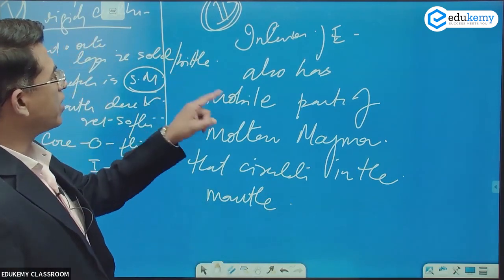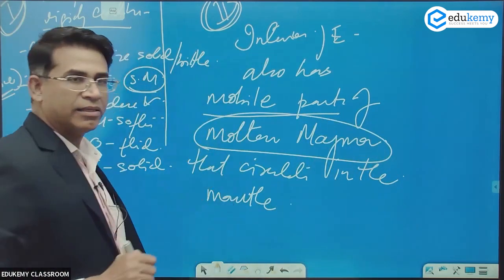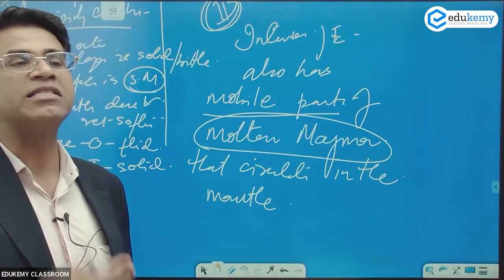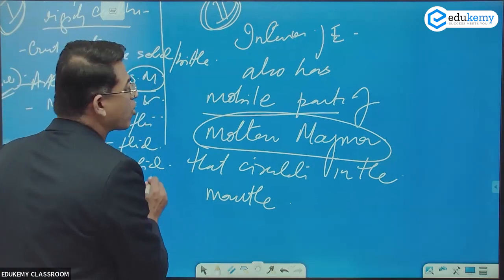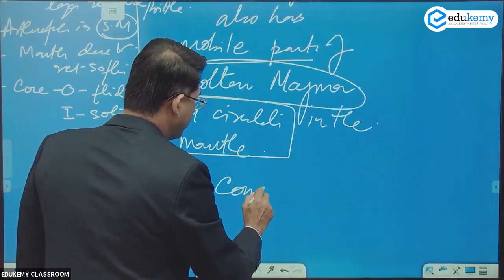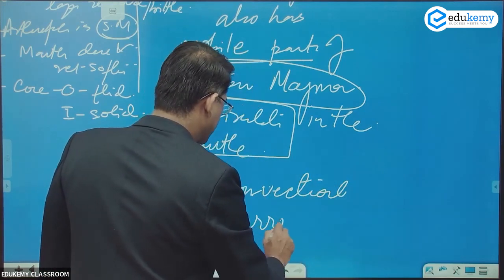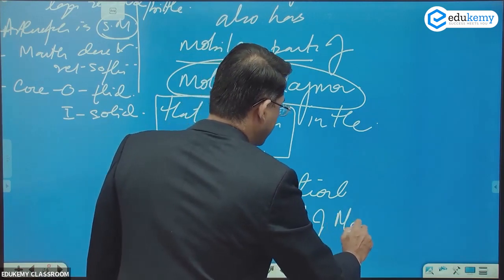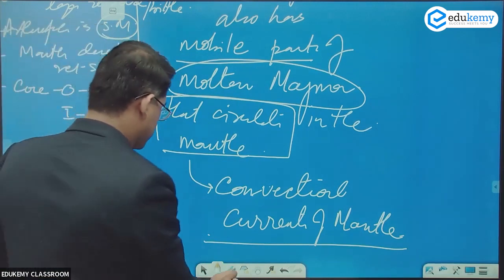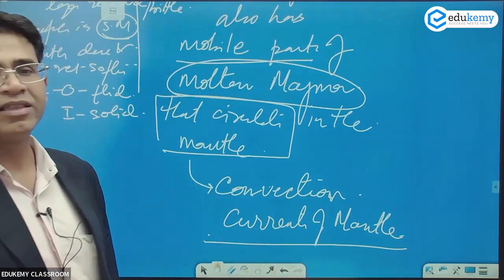Okay, the interior of Earth also has mobile parts of molten magma. Parts of Earth, I said, are molten, right? It's molten magma that circulates in the mantle. These circulations are called, what are these called? Anybody knows? They're called convection currents. Convection currents of the mantle.